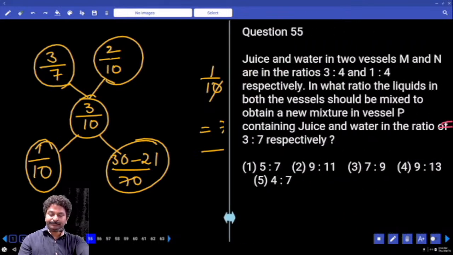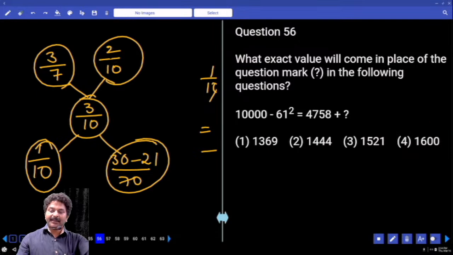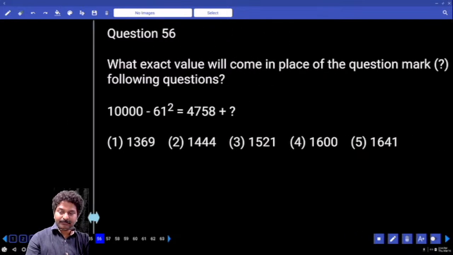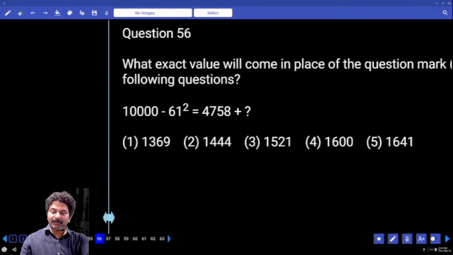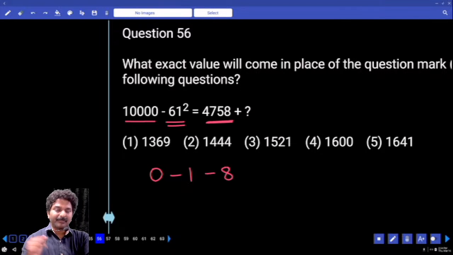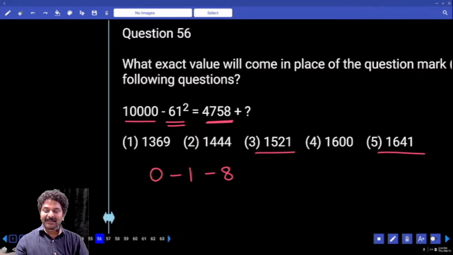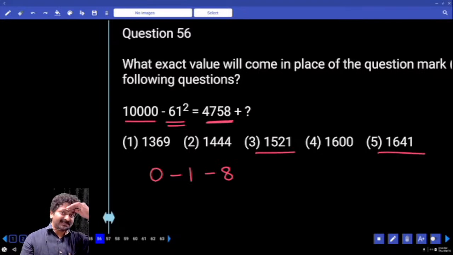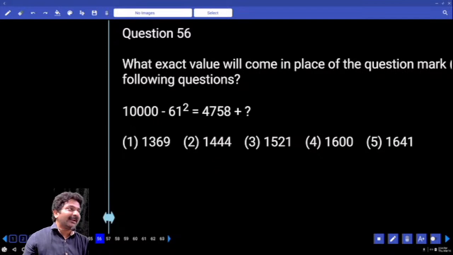Right, exact values. So you can do last digit verification. This is ending with 0, minus 61 square ends with 1. If this value comes to the left hand side, that becomes minus 8. 0 minus 9. The answer ends with, how many options are there? 2 options are there. So I don't want to calculate the entire value. I want to take the last 2 digits, because you know that the answer is either third or fifth.